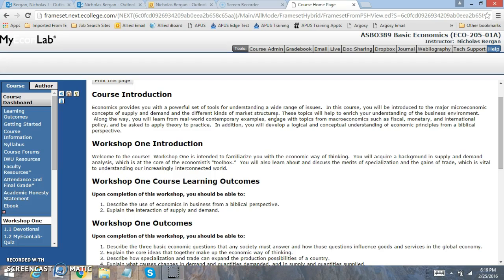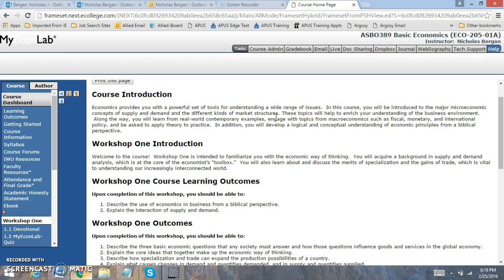For workshop number 1, we're going to be focused on economics, the concept, the study of economics, how economics influences the decisions that we have to make. You'll find that this course is very interesting because it'll provide a foundation for the role of economics in our daily decisions.